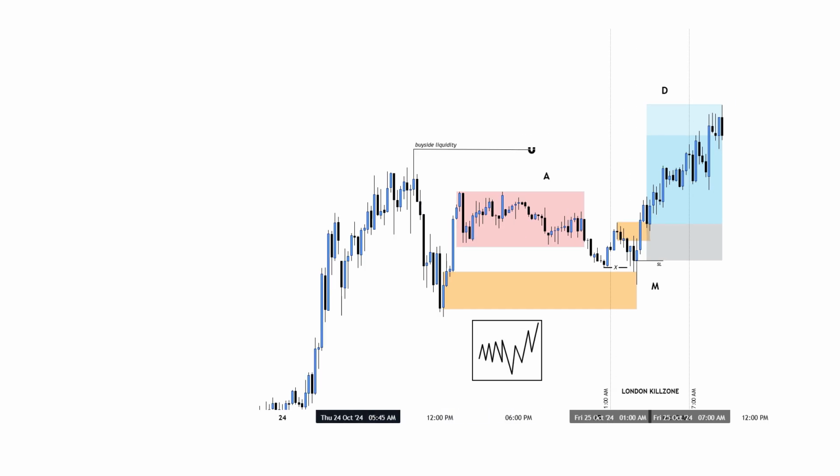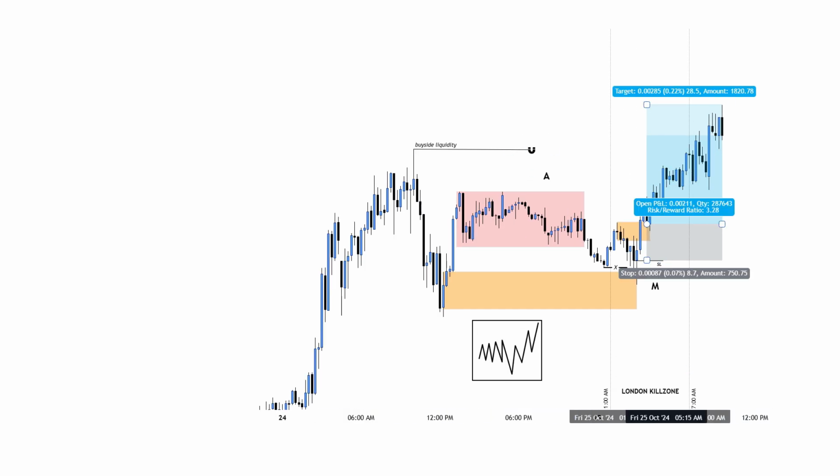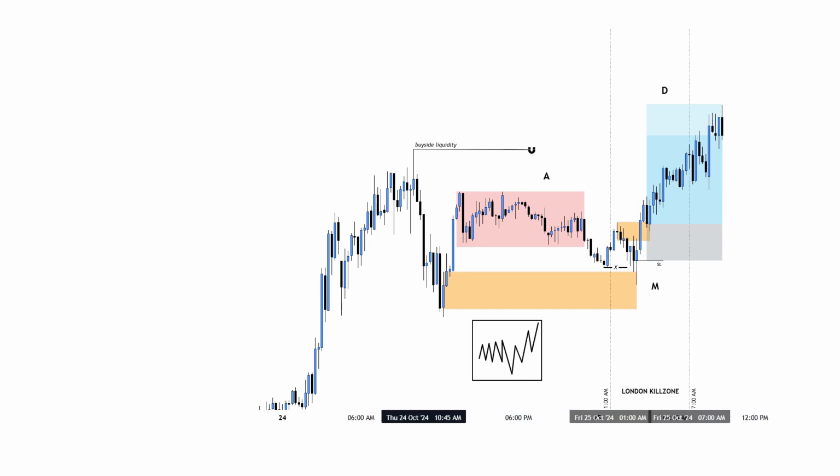So as you can see right here, this is our first example of our power of three. Just like I stated, the power of three is a three pattern model. We have to see our first accumulation and then the manipulation for the distribution. This power of three model goes hand in hand with our Asian range model right here.